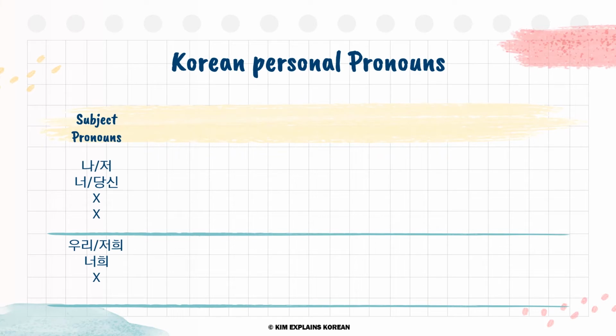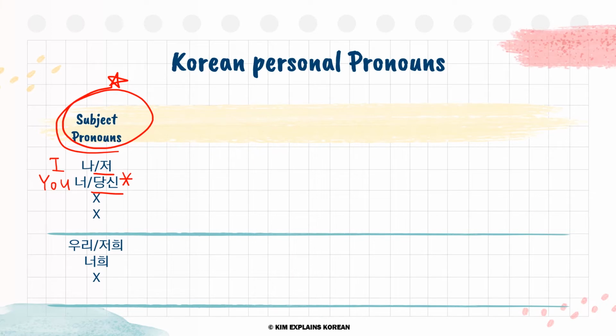Ta-da! These are what we have. We don't have many, but we do have subject pronouns. First person singular I is 나, polite form 저. And you singular is 너, polite form 당신. But 당신 is a bit special. We don't use it a lot.